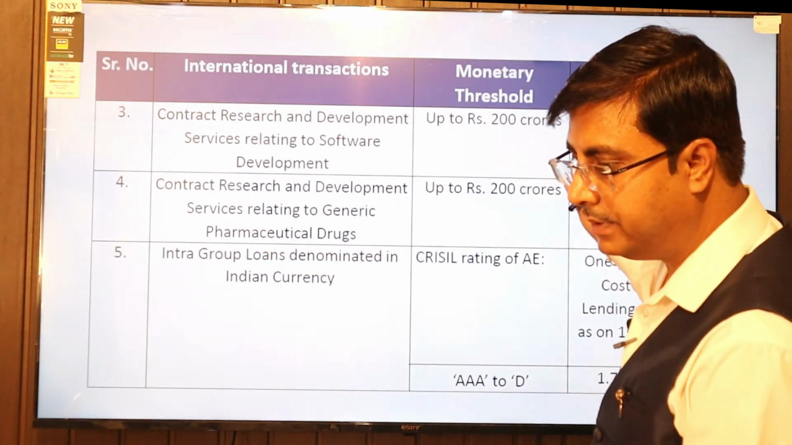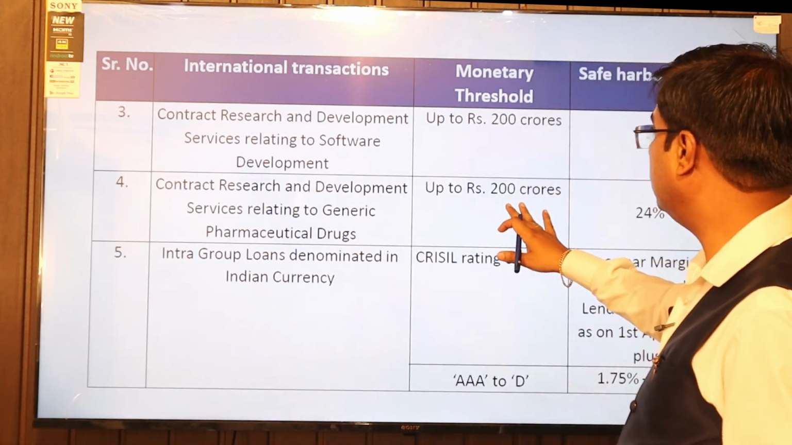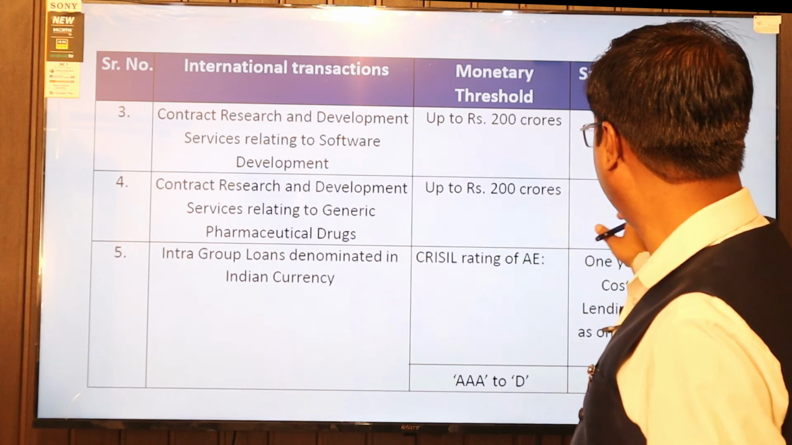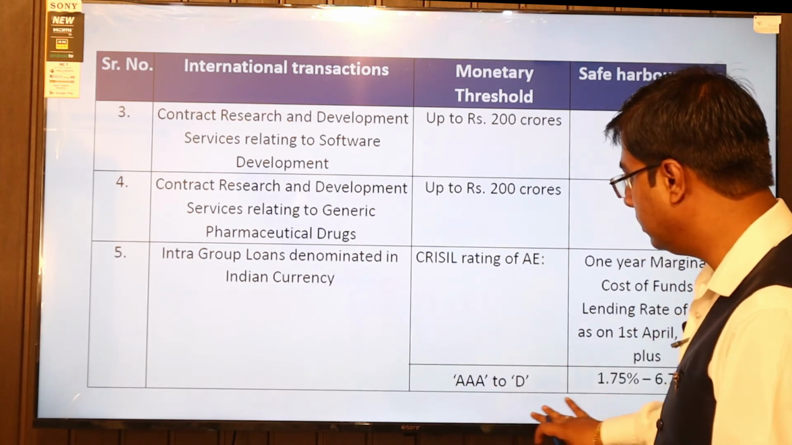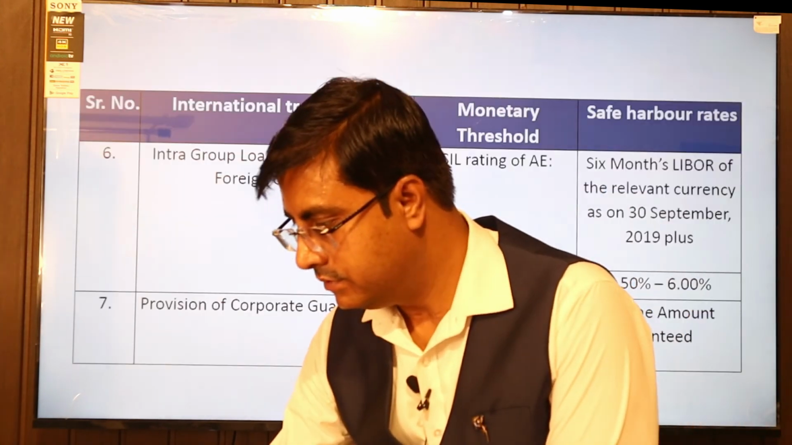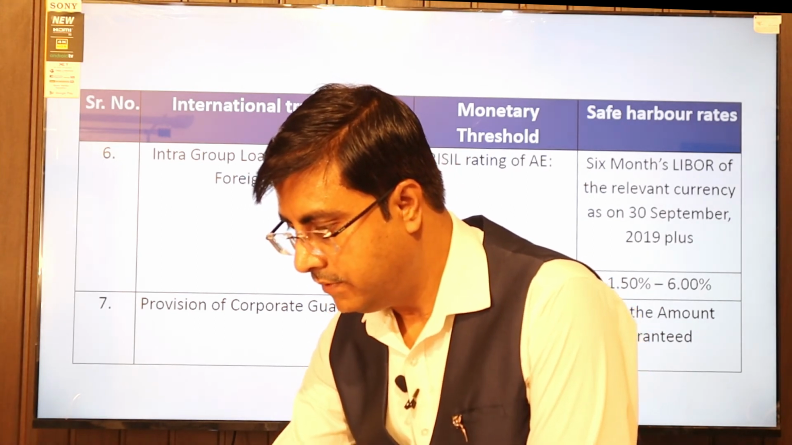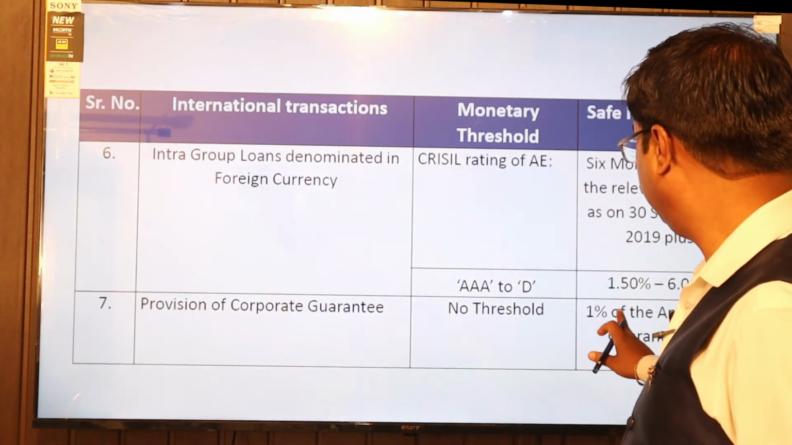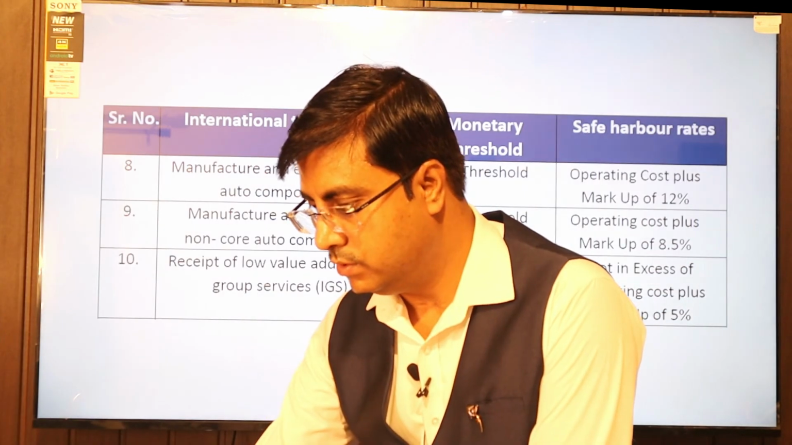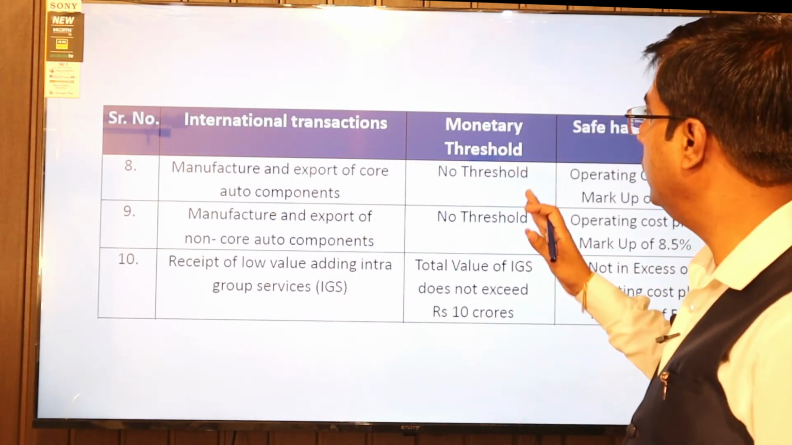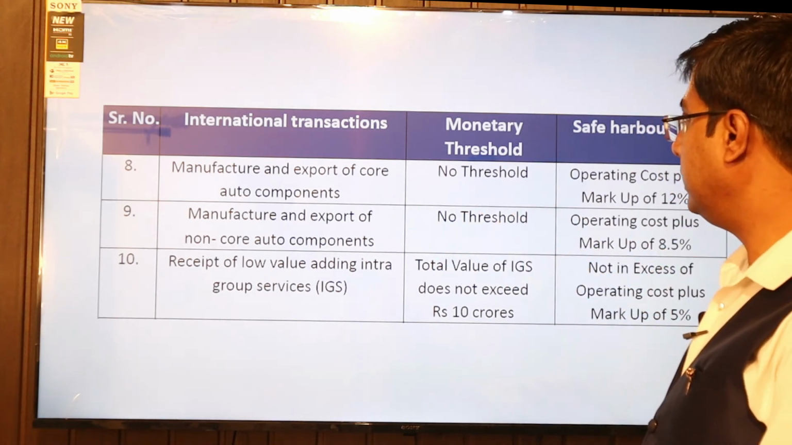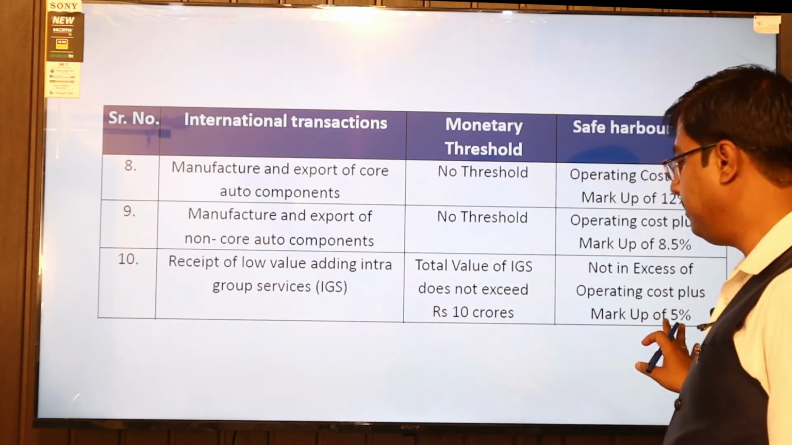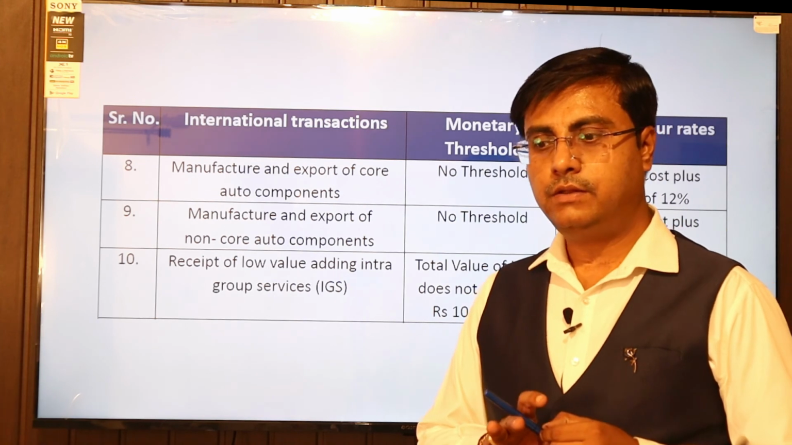In R&D case 24%, R&D case up to 200 crore, generic pharma case 24%, intra-group loan services there is a rate based on your CIBIL rating. Corporate guarantee case 1%, exact 1% of guarantee amount. This is your threshold limit for safe harbor rule. In auto component case 12%, non-auto component case 8.5%. So intra-group services 5% markup is there. So this is the safe harbor.